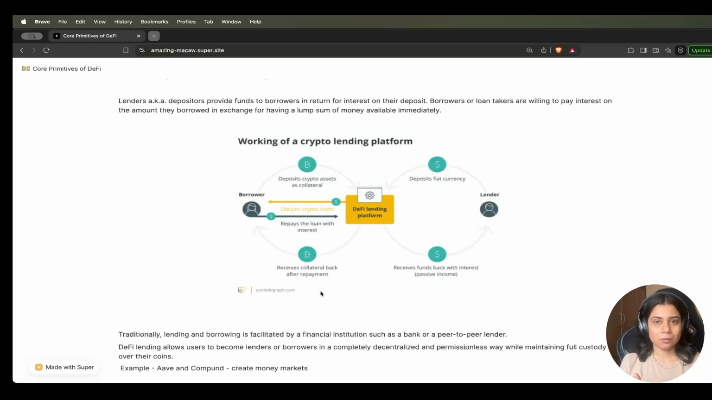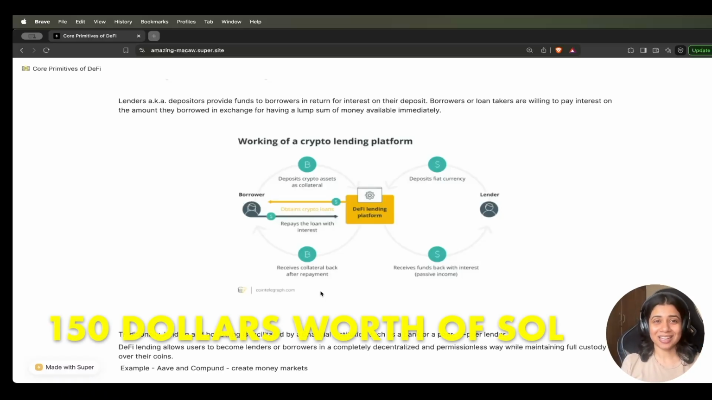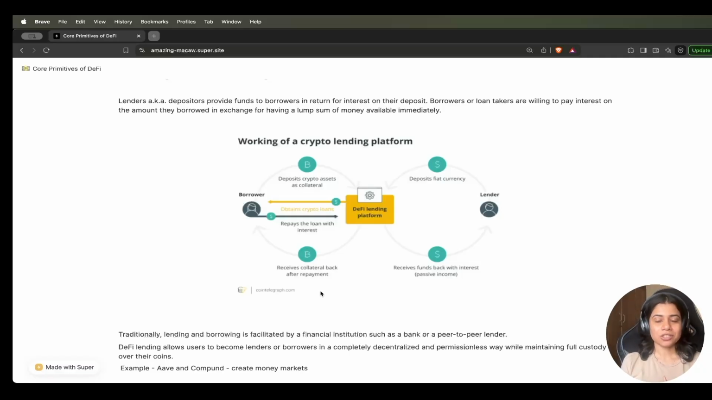So, in case you might be wondering, okay, I need $100 worth of ETH and I'm supplying, let's say, $150 of ETH. Why will I do that in the first place? Why can't I directly sell my ETH? So, there are a number of reasons why people don't do it.